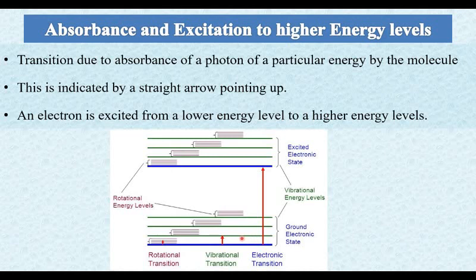A vibrational energy level further consists of different rotational energy levels. So here it is the ground state electronic energy level. It has various vibrational energy levels, and each vibrational energy level has various rotational energy levels.